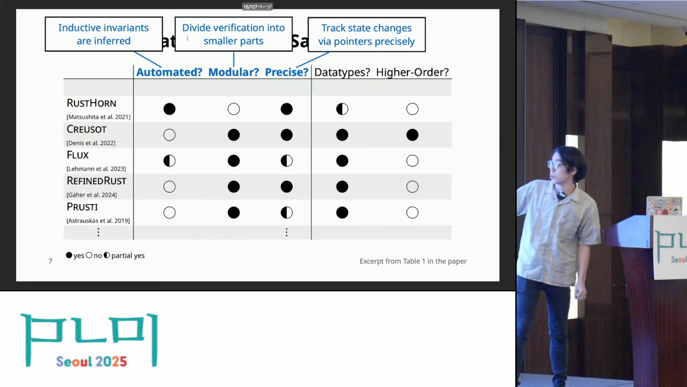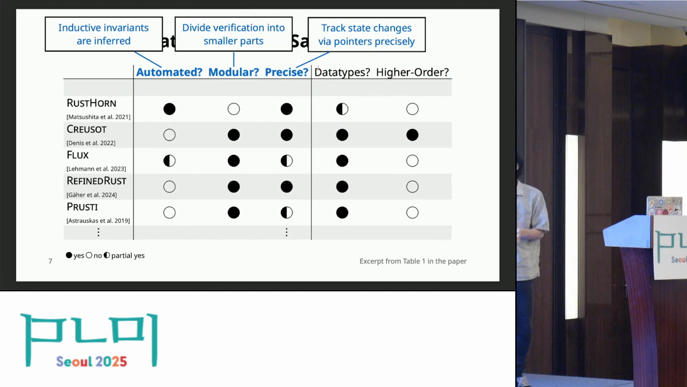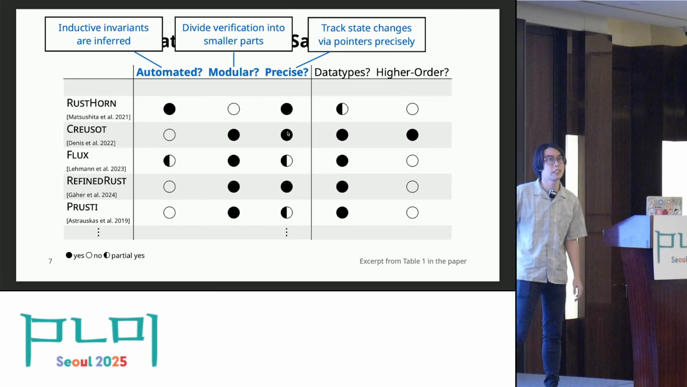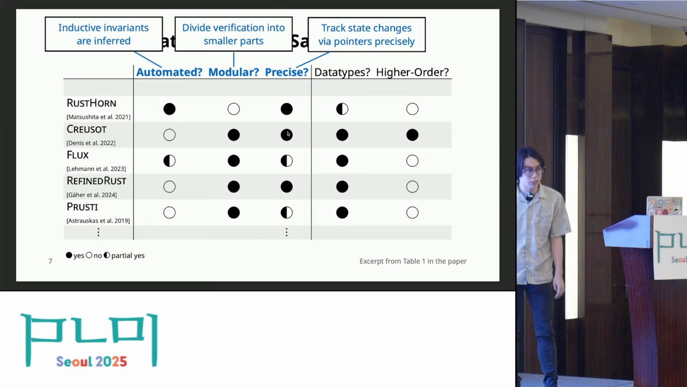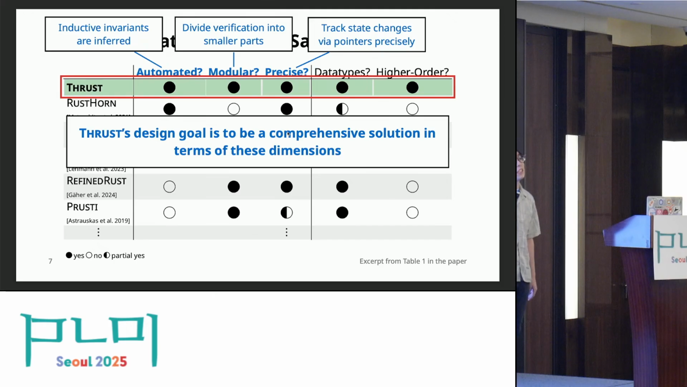There are also dimensions for some language features. As you can see from this table, despite their individual strengths, no tool provides a balanced solution that addresses all these dimensions. To fill this gap, we present RustHorn, a new static verification tool for Rust that is designed to be a comprehensive solution in terms of all these dimensions.